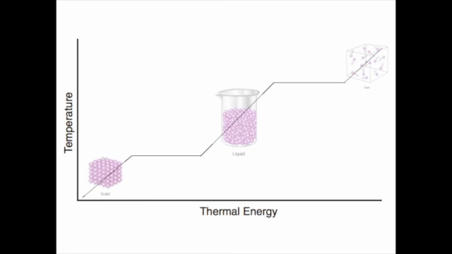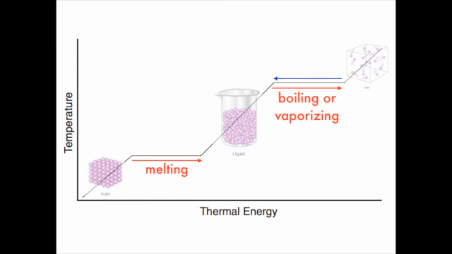So if I'm adding thermal energy and I'm going from a solid to a liquid, that would be the melting process. If I'm going from a liquid to a gas, that would be boiling or vaporizing. If I remove thermal energy, going from a gas to a liquid would be called condensing. Going from a liquid to a solid would be freezing.